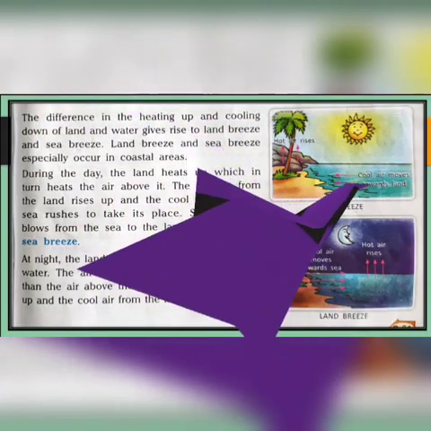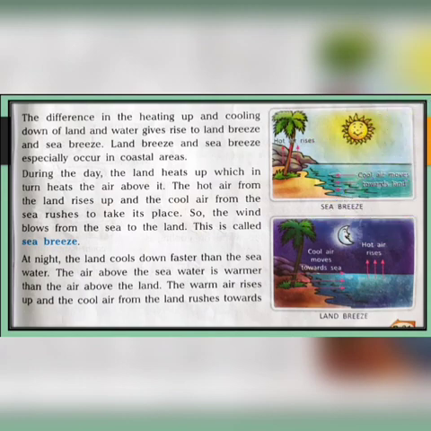Now let us know about land breeze and sea breeze, which occur in coastal areas. The difference in the heating up and cooling down of land and water gives rise to land breeze and sea breeze in coastal areas, as you all know. So what is sea breeze?